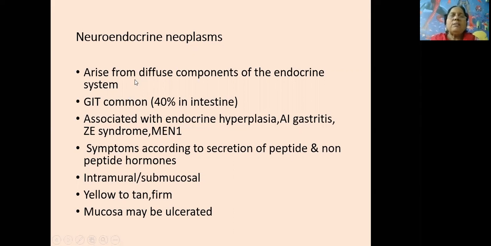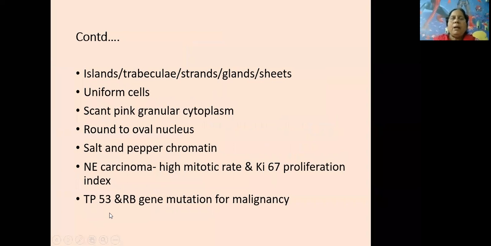So how does this patient present? These tumors secrete peptide and non-peptide hormones. Whatever hormone is produced, that hormone is in excess and the symptoms are according to the hormone. These tumors are intramural or submucosal. Always remember, neuroendocrine tumors are yellow to tan and firm in consistency. They are in the intramural or submucosal location, so the mucosa may be ulcerated.